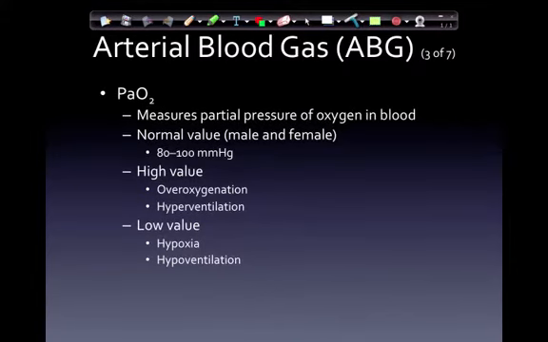PaO2 measures partial arterial pressure of oxygen in the blood. Normal values for this are about 80 to 100. This should correlate as well with our pulse oximetry readings. High values would mean over-oxygenation or hyperventilation. Low values would mean hypoxia and hypoventilation. And this is the amount of oxygen that's in the arterial sample.